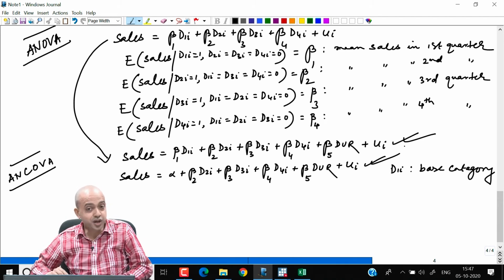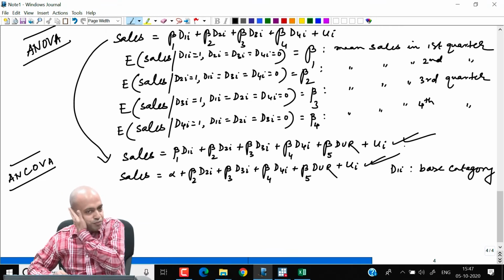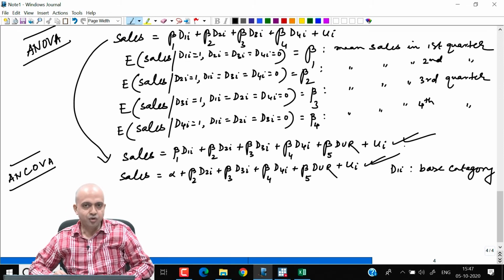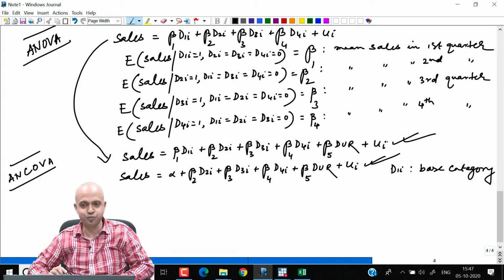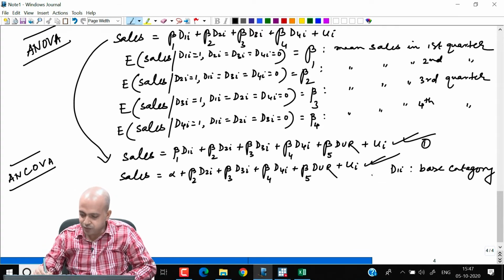If you want to compare other quarters with the base category, then this is the model, the second model. If you want to test whether sales in all the quarters are significant, then you have to set the first model, not the second model, because the second, like the standard dummy variable model, will always give you the differential intercept, not the actual one. So you have to clearly keep this in mind.